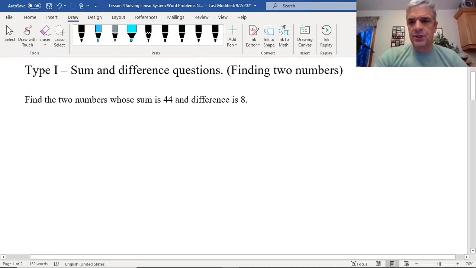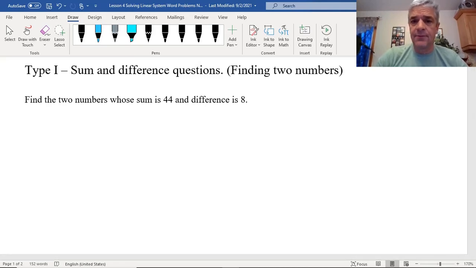So the first type of question I'm going to look at is known as a sum and difference question. What that essentially means is you're going to be asked to find two numbers with a sum and a difference that are going to be given. And so the first step involved, well, let's read the question here. It says, find the two numbers whose sum is 44 and difference is 8, okay? So we know that the two numbers sum, which means add up to 44, and difference means they subtract.